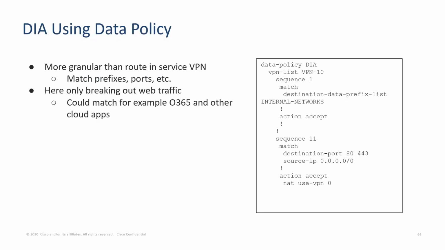You could, for example, match on Office 365 or other cloud apps, or just send all your internet testing traffic through the local breakout. You can also set a specific transport to use if you want to. For example, if you have two internet transports and want to use one as the primary one and one as the secondary one, you can do that with a data policy as well.